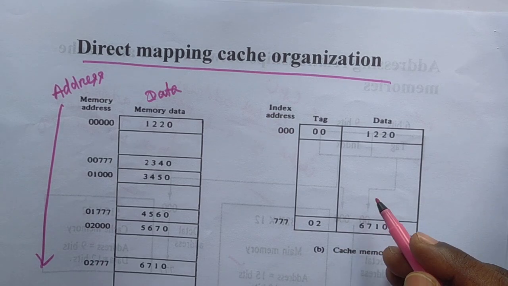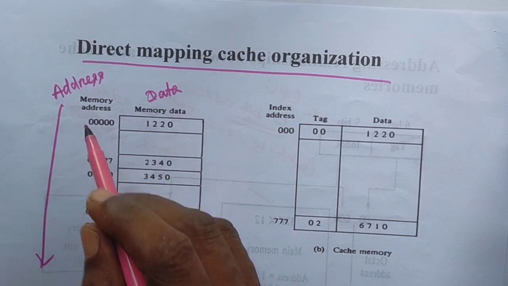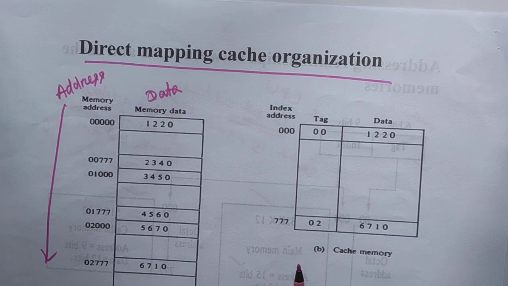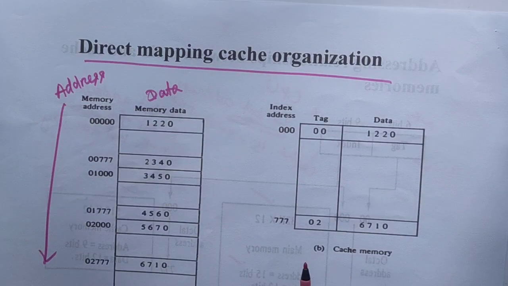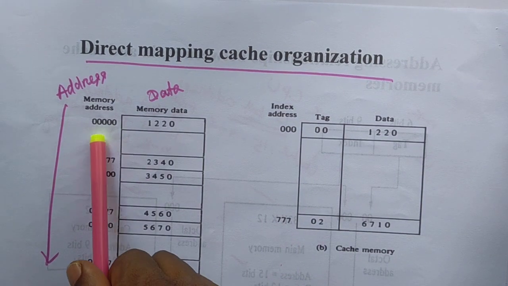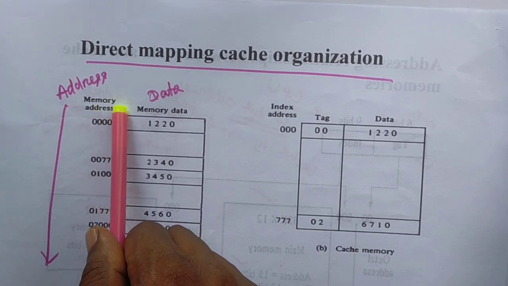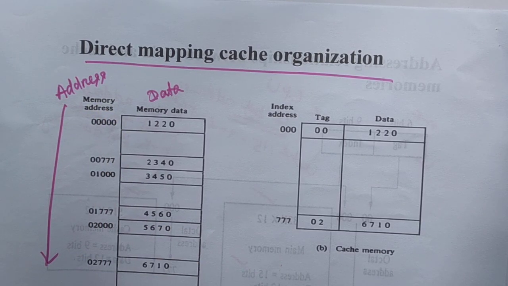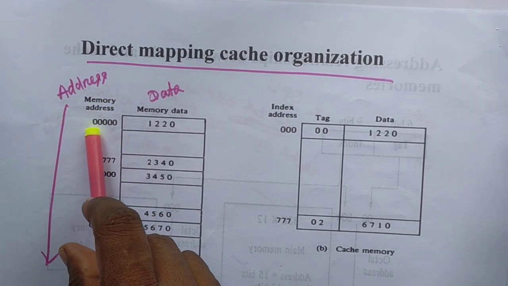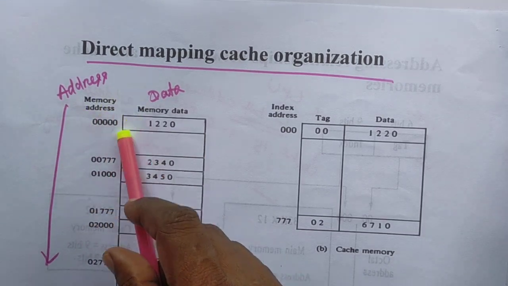I will show you in a very simple way, then you can understand. The memory address, as previously defined through the CPU, contains, suppose, 5 bits. The first 2 bits are the tag, and the remaining 3 bits are the index. The combination of these makes the memory address.